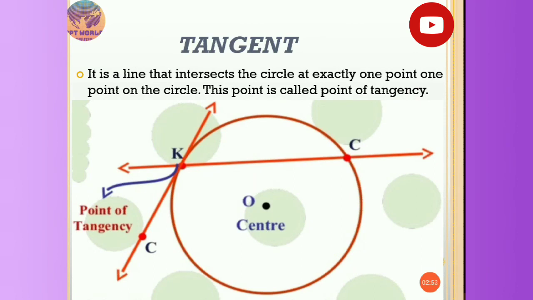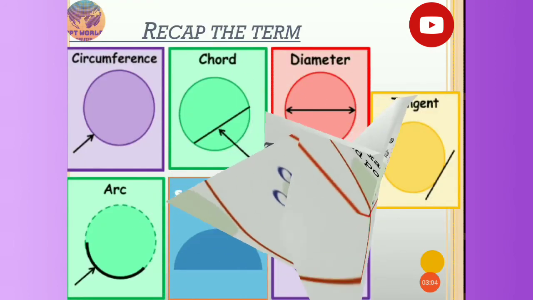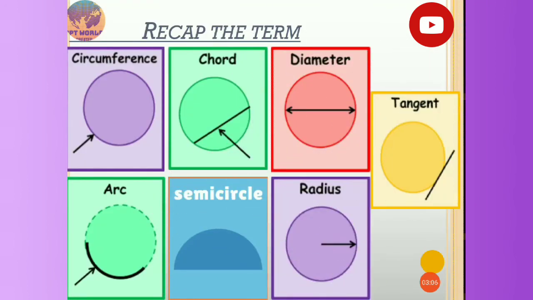Tangent. It is a line that intersects the circle at exactly one point on the circle. This point is called the point of tangency. Let's recap the terms: circumference, chord, diameter, arc, semicircle, radius and tangent.